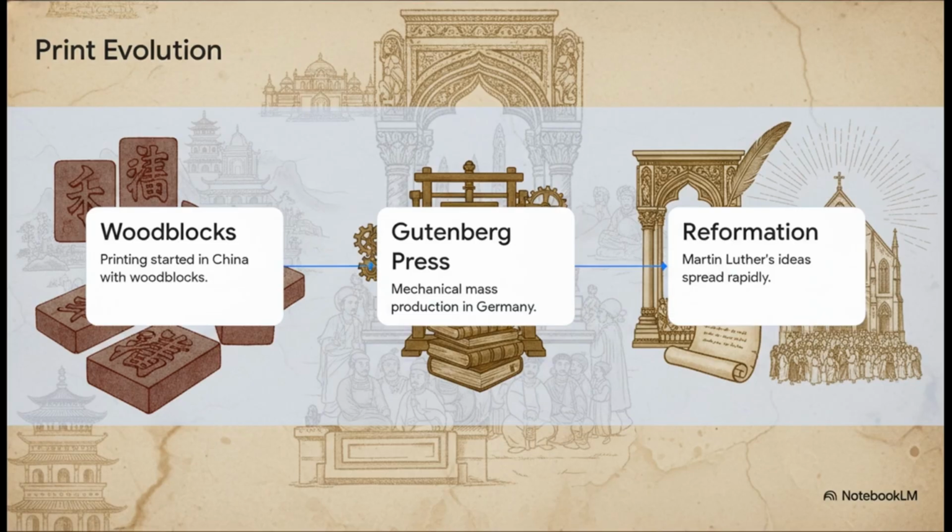And what happens when you mass-produce books? Ideas spread like wildfire. Martin Luther wrote his 95 Theses challenging the church. And thanks to this new press, his ideas spread so incredibly fast that it sparked the massive religious shift known as the Protestant Reformation. Books literally changed how people understood their world.